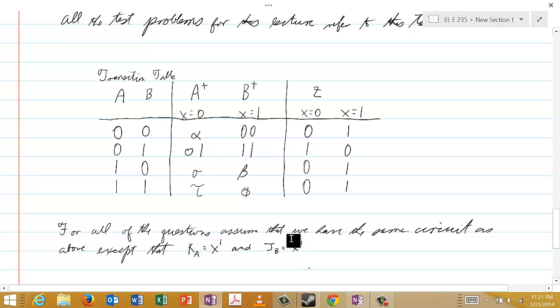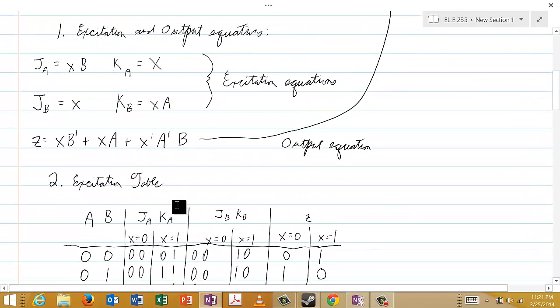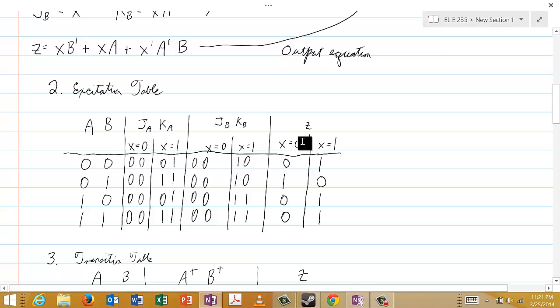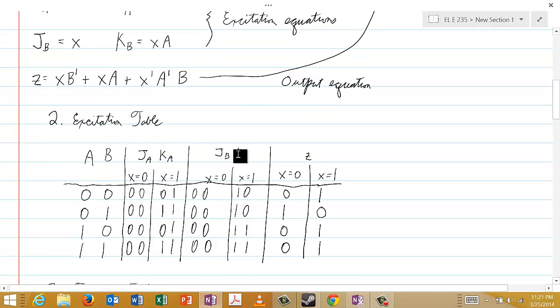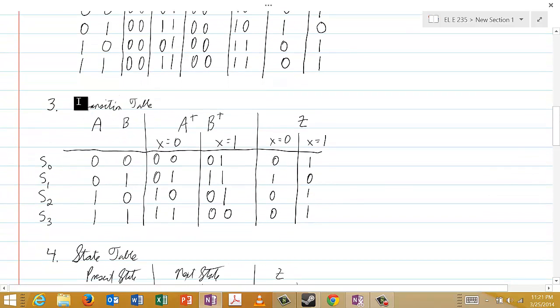Since KA and JB are different, that means that your excitation equations are getting changed. Now your output equation is not changed, and therefore the output will be the same as in the lecture. But since KA and JB are changed, that's going to change some of these values in the excitation table, which will in turn change some of the values in the transition table.